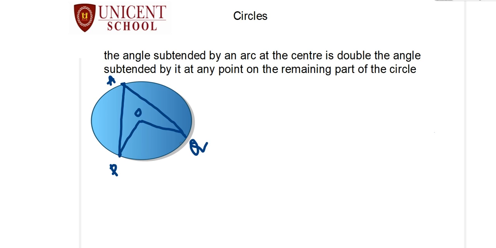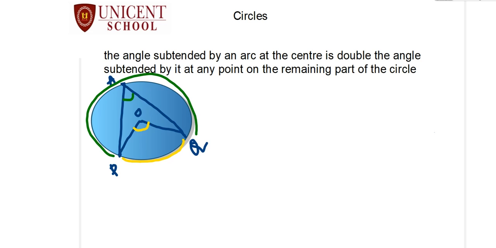So what is given? First, let us note that arc PQ of the circle is subtending angle POQ at the center. So this is the angle formed with this arc. And angle PAQ at a point A on the remaining part of the circle. So PQ is making two angles: one is this angle at the center, and the other angle is this.